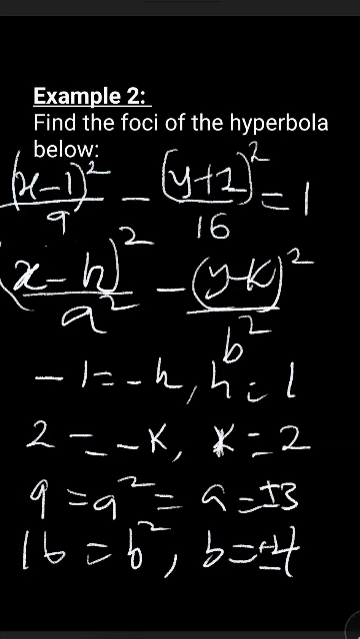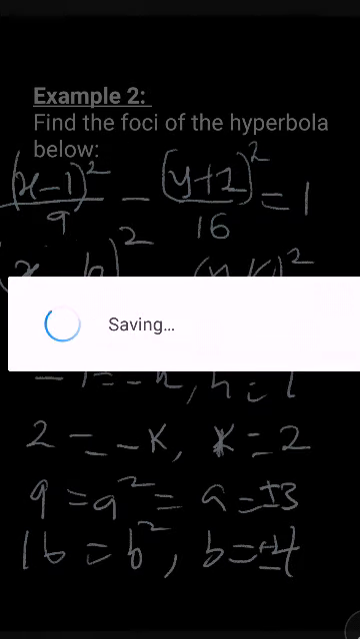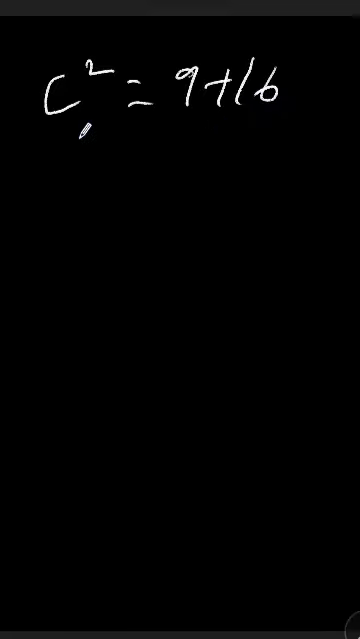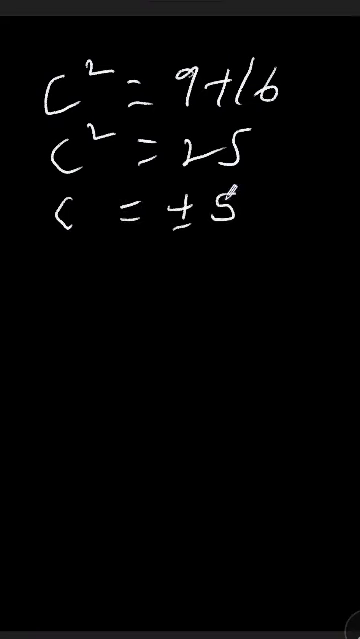Now, how do we get the value of c? Don't forget, c square equals a square plus b square. And we know our a square to be 9, and our b square to be 16. So c square equals 9 plus 16, that is b square. So c square equals 25. Take the square root, that is c equals plus or minus 5, by the time we take the square root of both sides. So we've gotten the values of our a, b, and c.